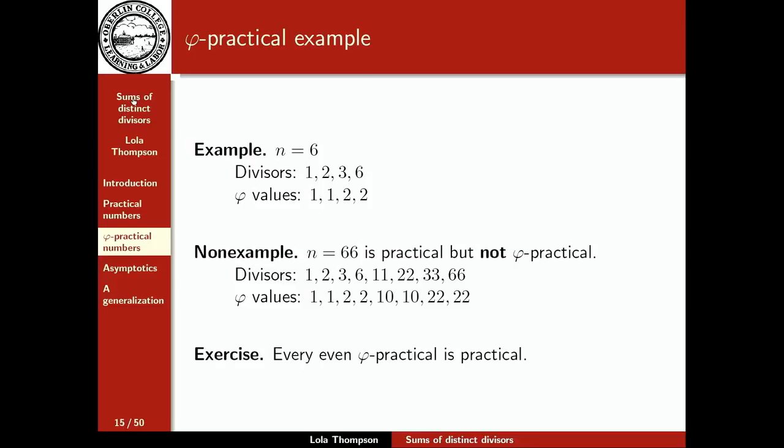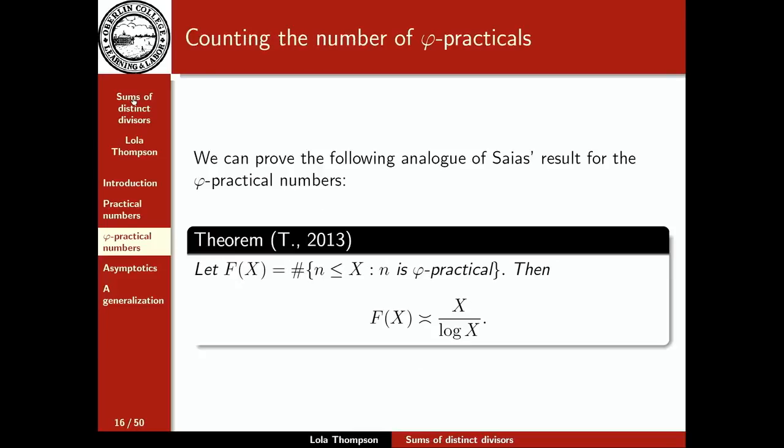And if you want something to work on during this talk, you can think about this question of showing that every even phi practical is practical. I'll talk about that a little later in the talk, but if you want something to think about, there's a fun exercise.